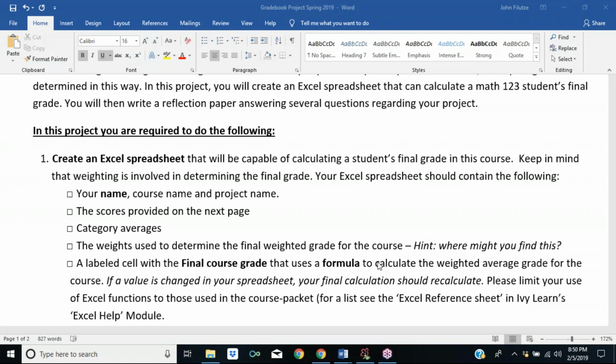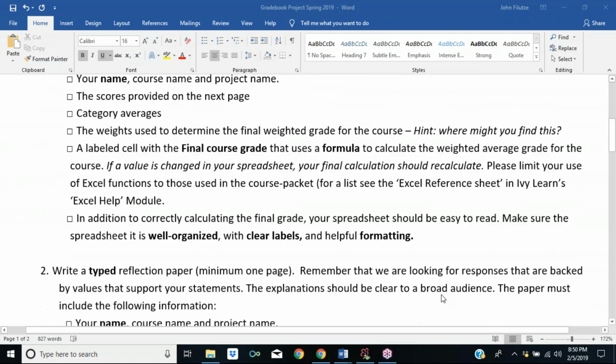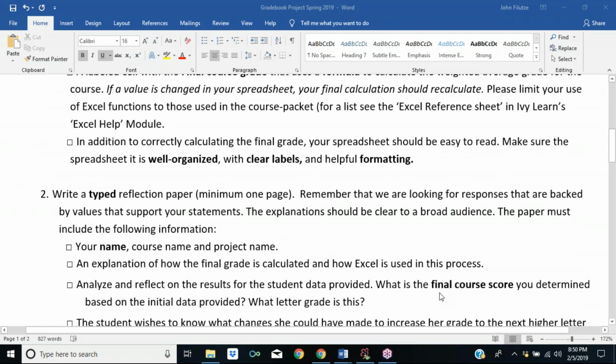Now, you're going to have to use formulas in Excel to do this. I don't want you putting the numbers in and then calculating everything on your calculator and then punching numbers in. Okay, so there it says there's an Excel reference sheet in Ivy Learn's Excel help module. So you're going to do an Excel sheet. You're also going to type a reflection paper that is at least 1 page long.